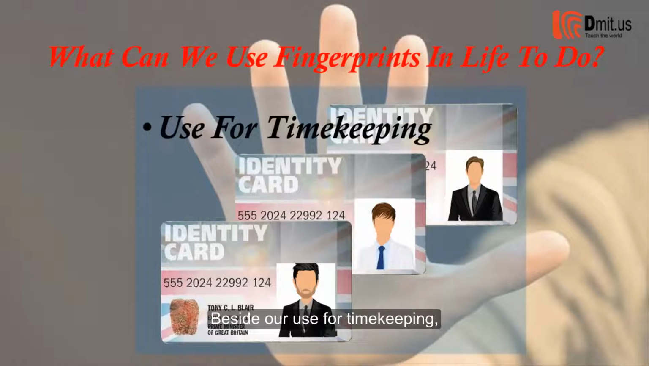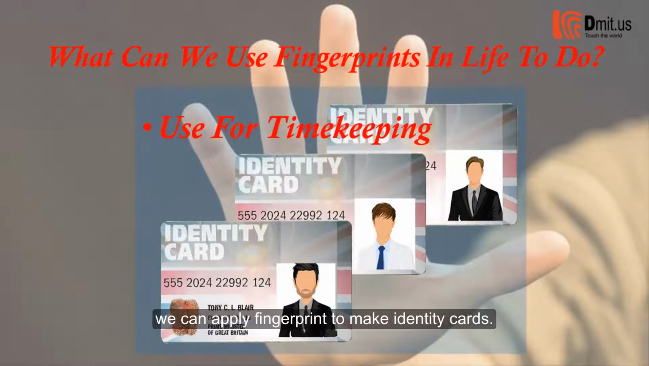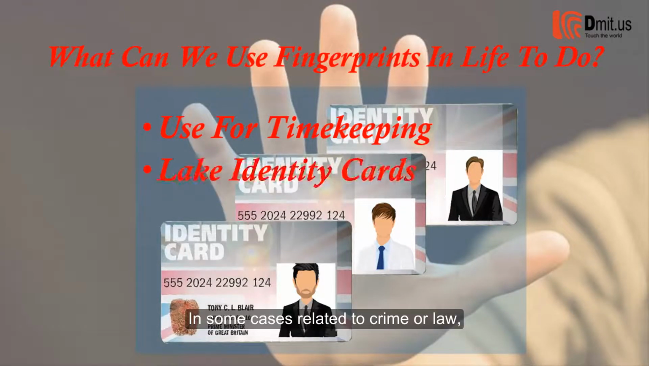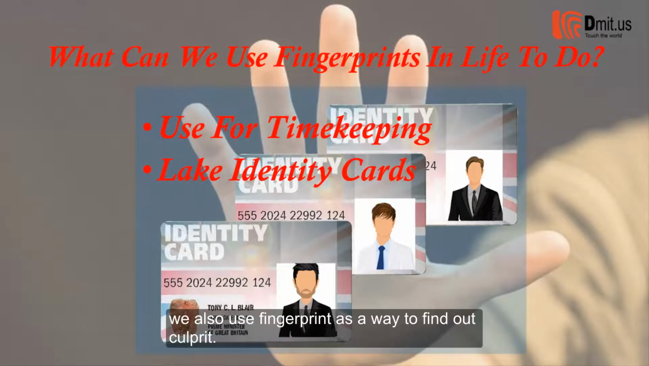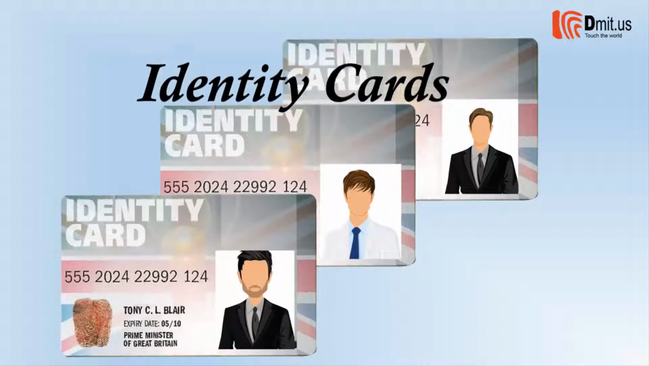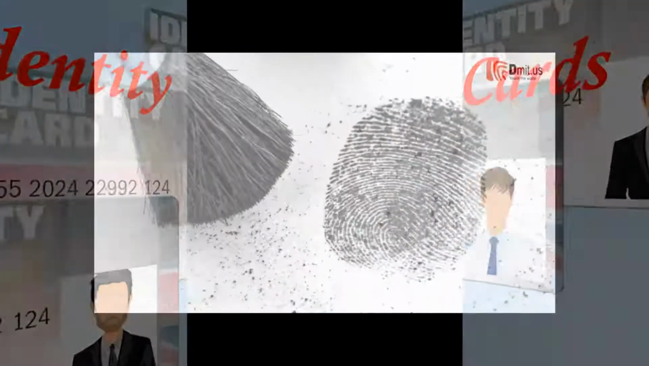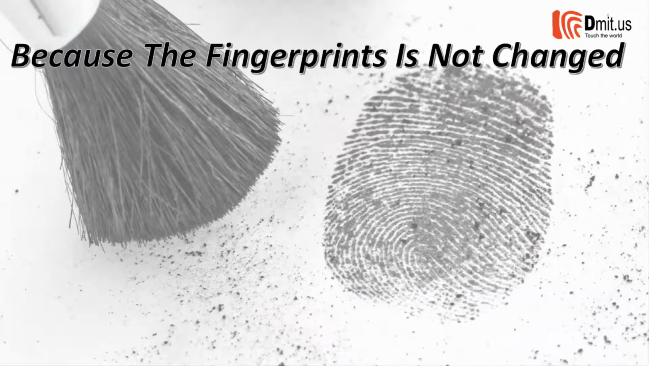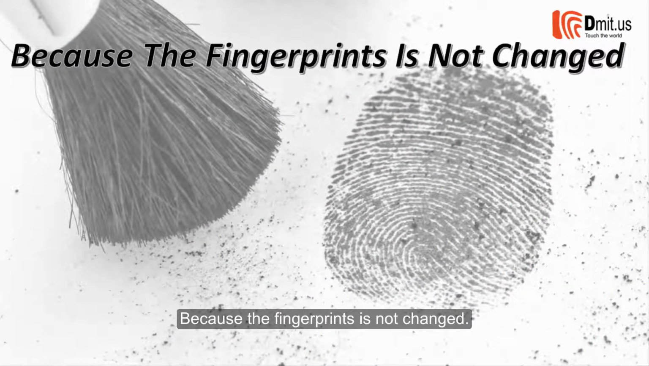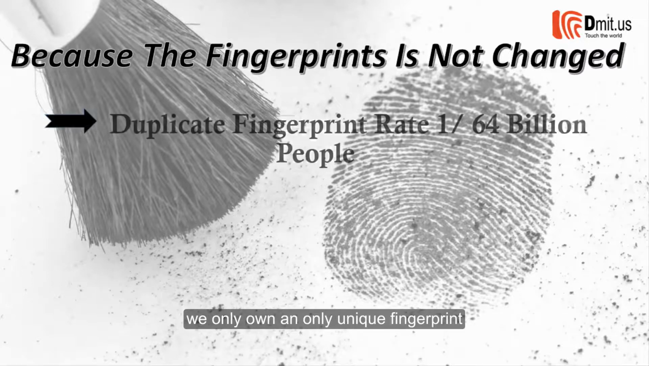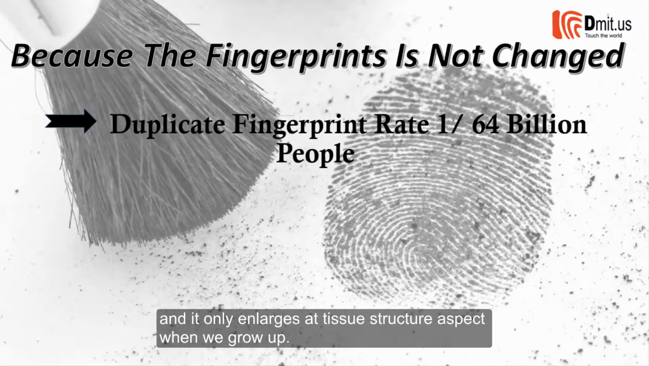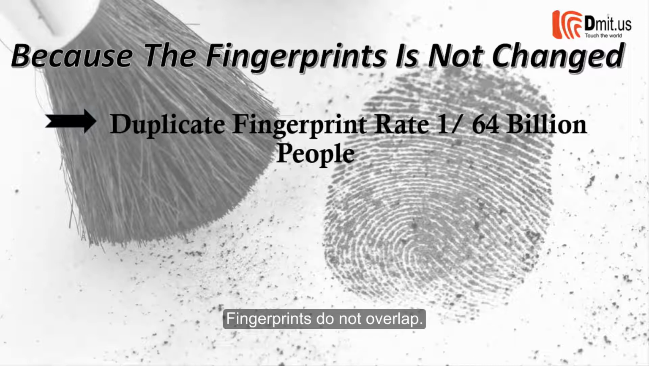Besides their use for timekeeping, we can apply fingerprints to make identity cards. In some cases related to crime or law, we also use fingerprints as a way to find the culprit. Because fingerprints do not change. During our life, we own only one unique fingerprint, and it only enlarges its tissue structure as we grow up. Fingerprints do not overlap. Even in twins from the same egg, the rate of matching fingerprints is extremely rare.